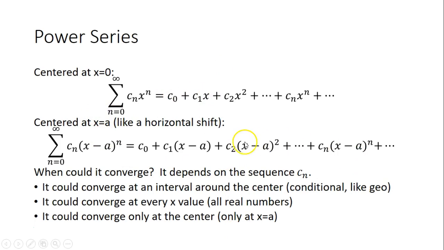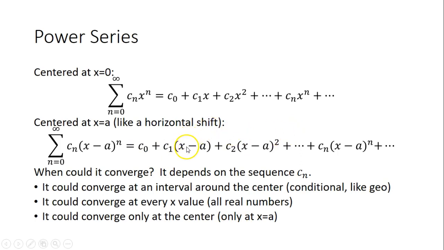Down here, same thing, but at a. If you plug a in for this x, and this x, and this x, they're all going to disappear, everything except for the c0. So at the center, it will always converge, no matter what sequence you have for those c's.